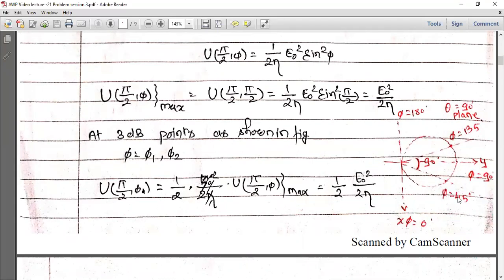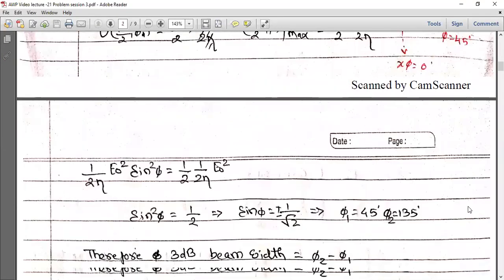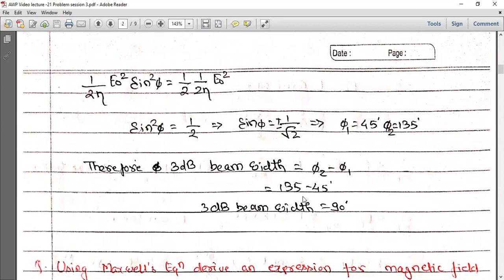At these two positions, phi equals 45 and phi equals 135, the radiated power is half of the maximum value. If the maximum value is E0 square upon 2 eta, at these points the radiation intensity is E0 square upon 4 eta. So we found two positions at which the radiation intensity is half of the maximum value, or 3 dB less than the maximum, and the difference between these two is known as the 3 dB beam width. The 3 dB beam width is given by 135 minus 45 degree, which is equivalent to 90 degree.